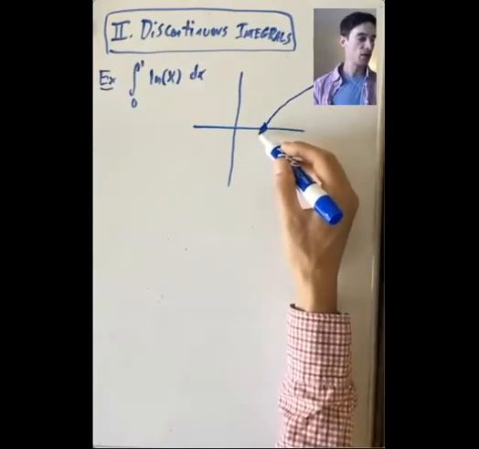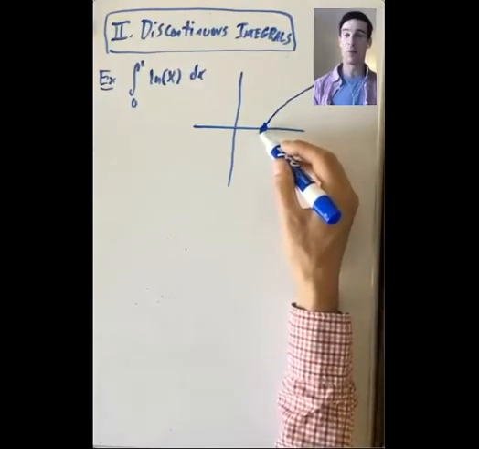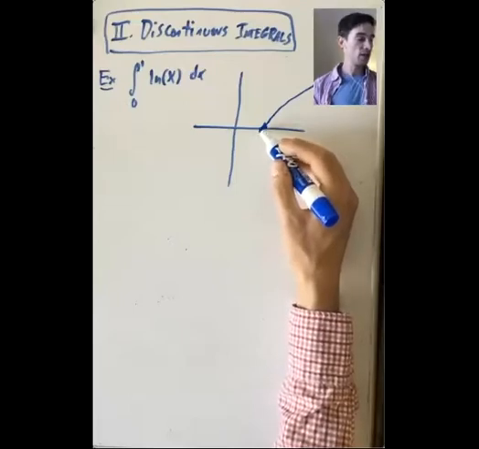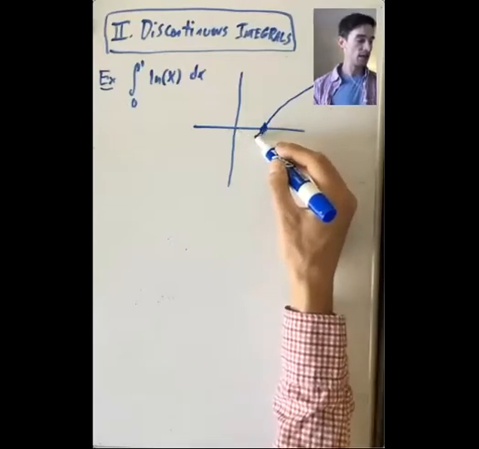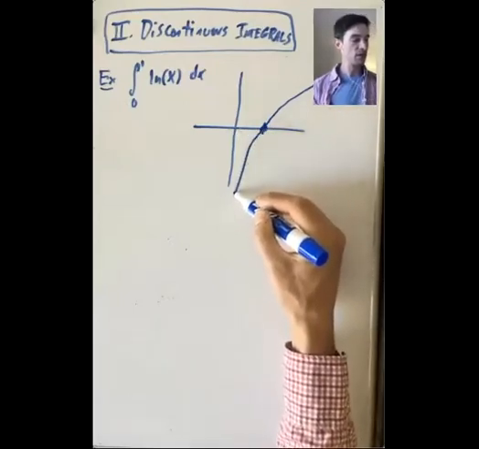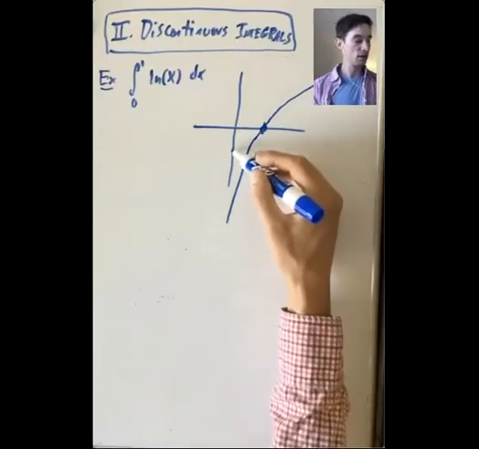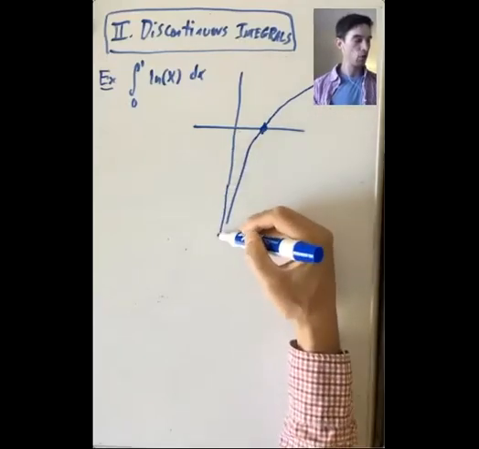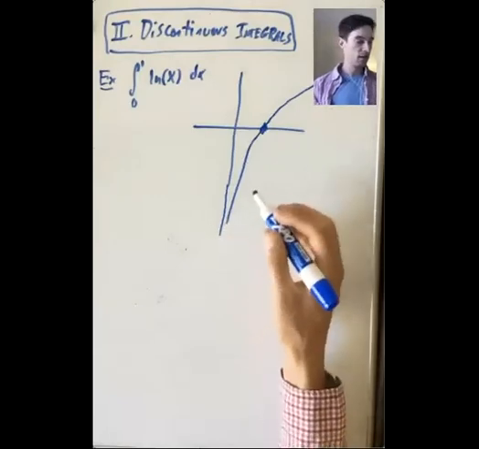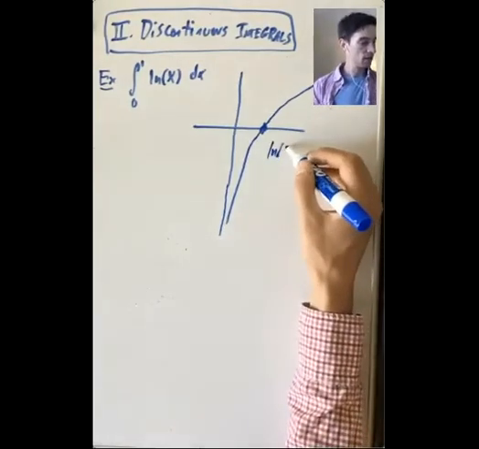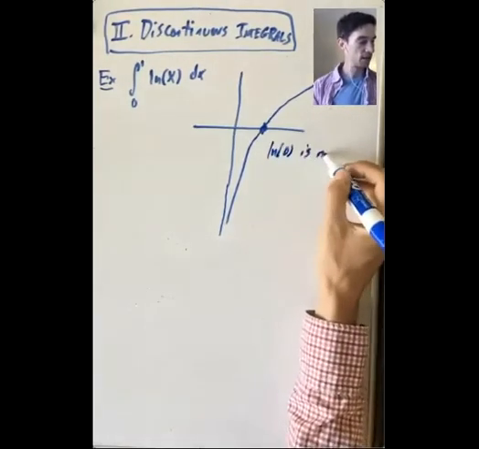If you take the natural log of a number, like natural log of 1 over e is -1, if you take a number between 0 and 1, you're getting something negative. But as you get closer and closer and closer to 0, you get something that gets more and more and more negative. Natural log of 0 is not defined.